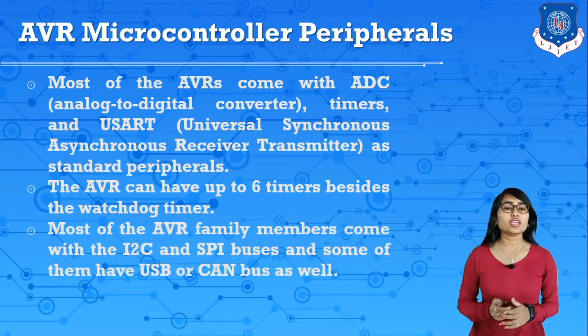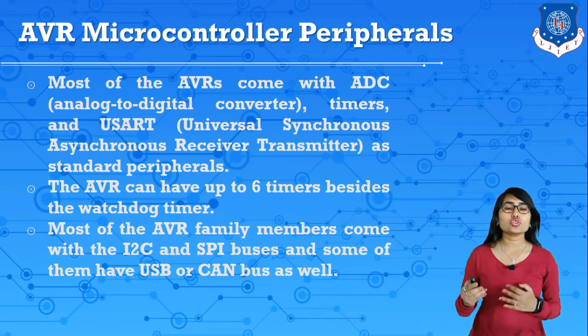Then most of the AVR family members come with I2C and SPI bus. Some of them have USB and CAN facilities. So different AVR microcontrollers have different kinds of additional features in the form of these other peripherals.